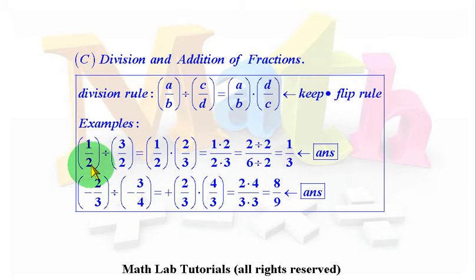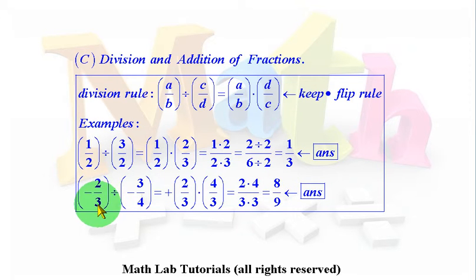Here's some simple examples. You have 1 over 2 divided by 3 over 2. Keep the first fraction intact, the division becomes a dot, and the second fraction gets flipped. And then you know how to multiply fractions together. You do 1.2 on top and 2.3 on the bottom. 1.2 is 2 and 2.3 is 6. And then 2 over 6 is a proper fraction, but it may be reduced. Divide top and bottom by 2, and you get 1 over 3. And that's the final answer.